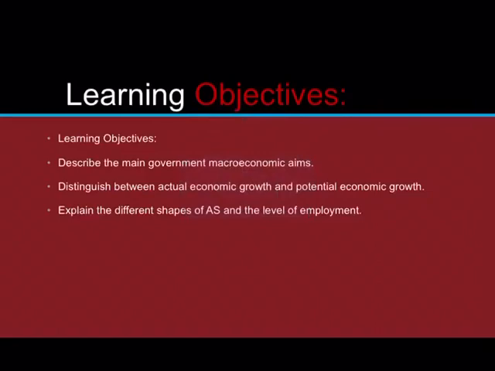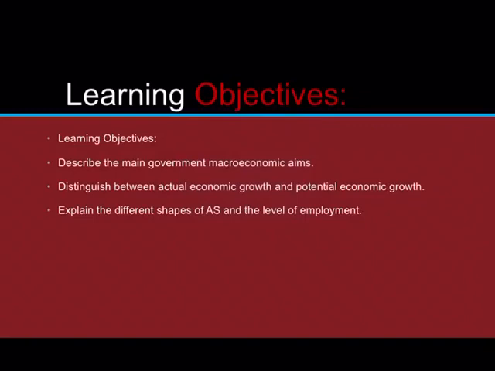Secondly, you should be able to distinguish between actual economic growth and potential economic growth. In this chapter, we are mainly going to look at these two concepts. For your information, actual economic growth is a short-term or short-run phenomenon, whereas potential economic growth is a long-run or long-term phenomenon. This one is very important. You must be very clear about which is short-term and which is long-term. We should be able to remember this.